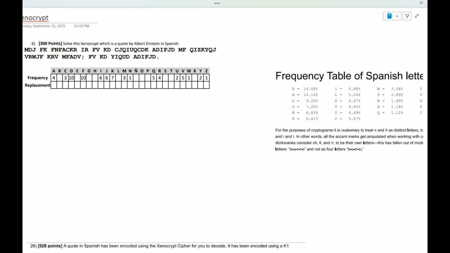So first thing that we're going to take a look at is we're going to see that D and F have the highest frequencies, which means they could be equal to E and A. And just like an Aristocrat, you just have to try out what each of these letters could be, and then substitute and take a look at them.